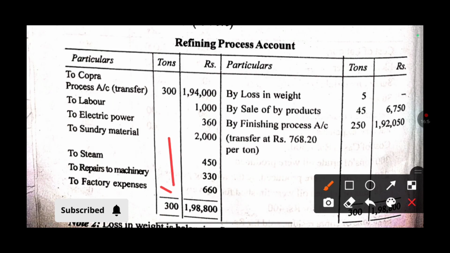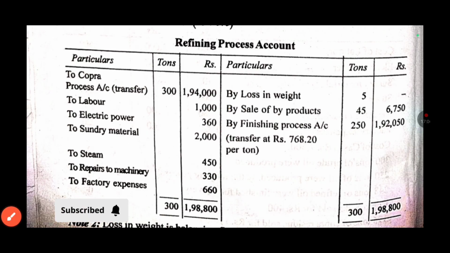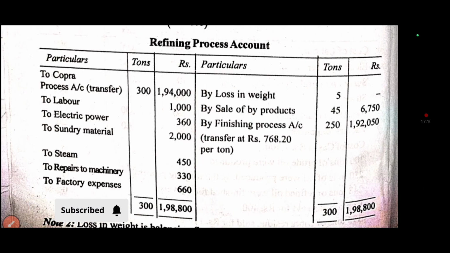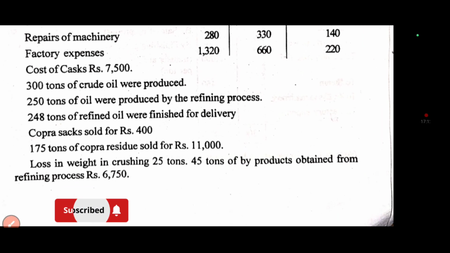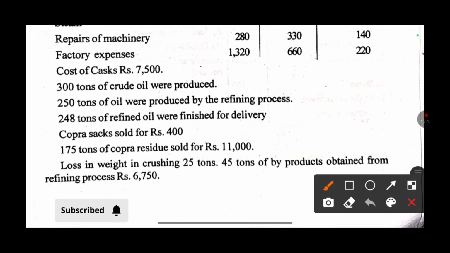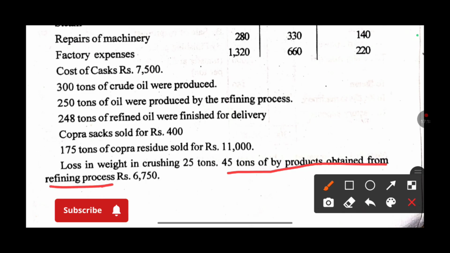So total ton is 300 tons. After summing up all the costs, you will get 1,98,800 rupees total. The same total is to be entered on the creditor side as the total. After you enter the total, let's look at the question. In the last line, 45 tons of byproduct obtained from the refining process. We have the clue here. Listen, which account are we preparing?